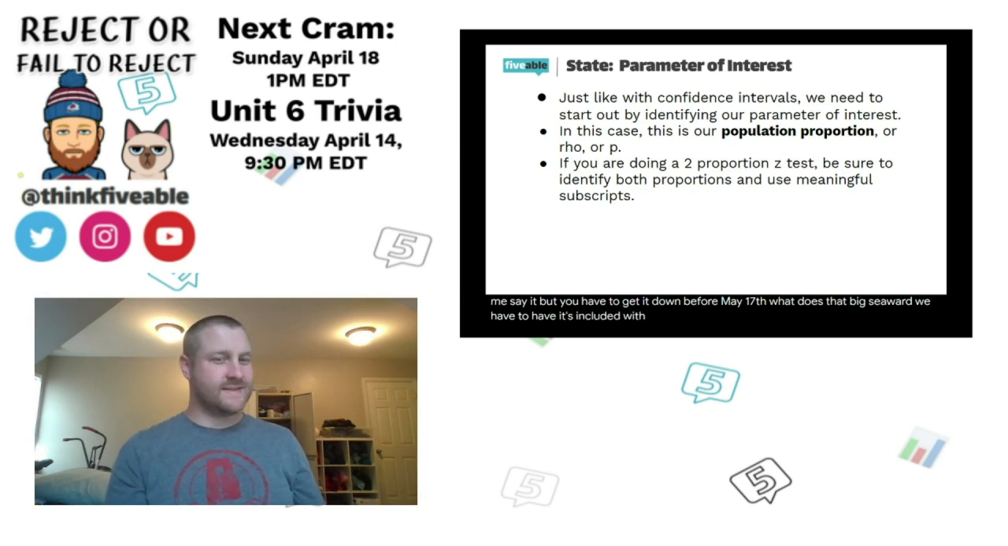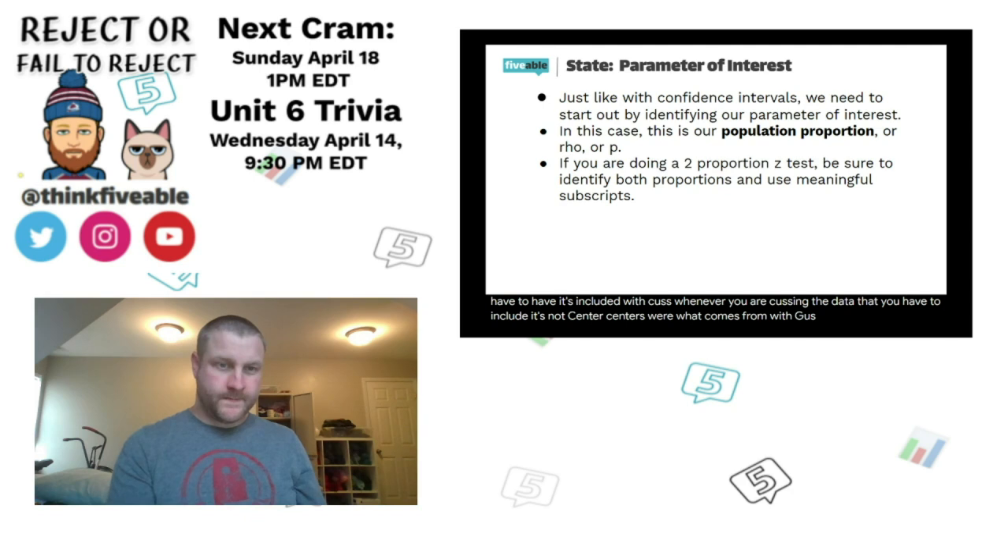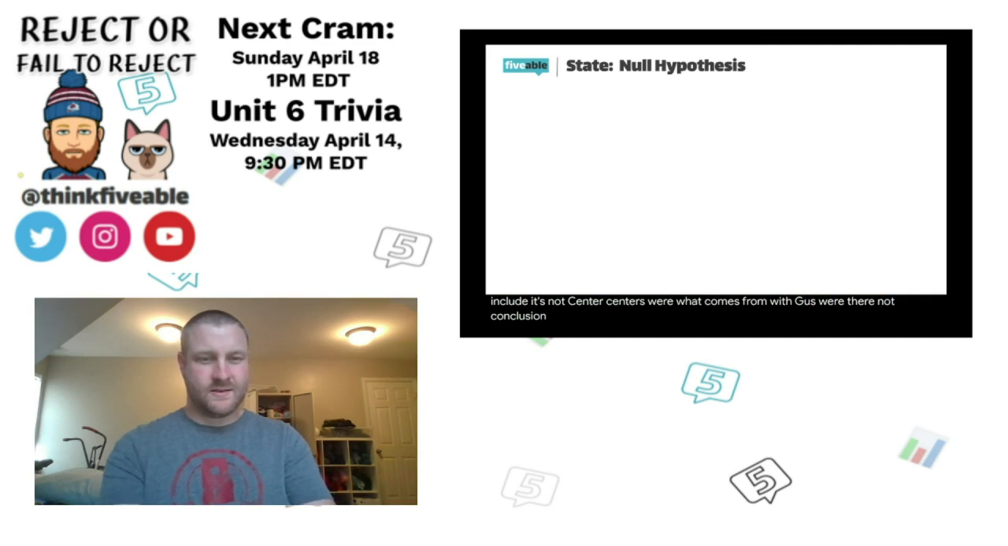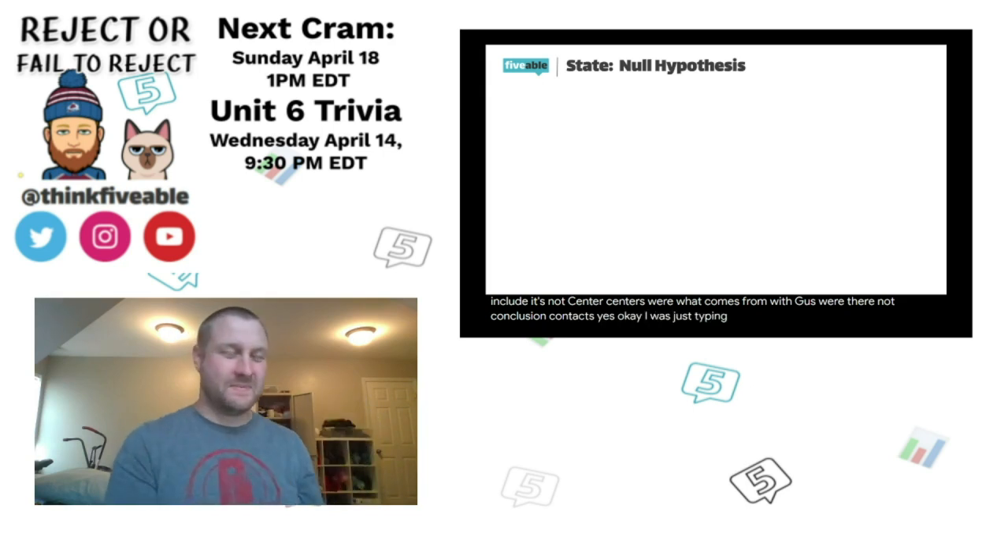Sometimes it's included with cuss. It's one of the things whenever you are cussing the data that you have to include. But it's not center. Center is where what comes from with cuss. Keyword there, not conclusion. Context, yes.